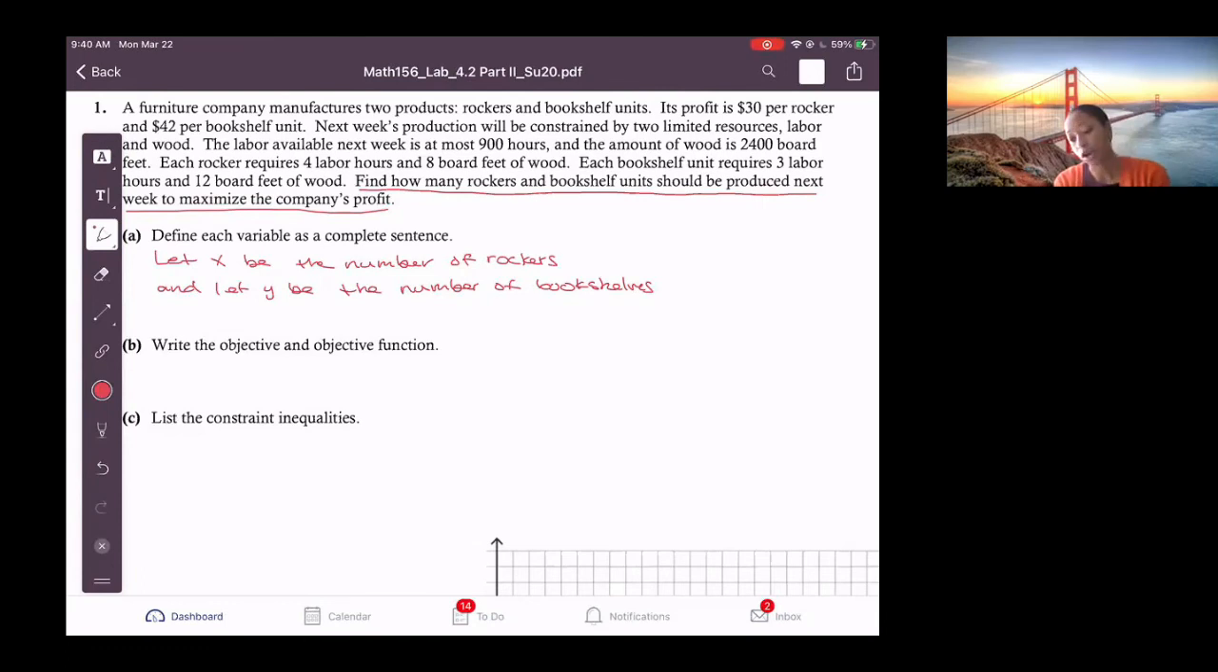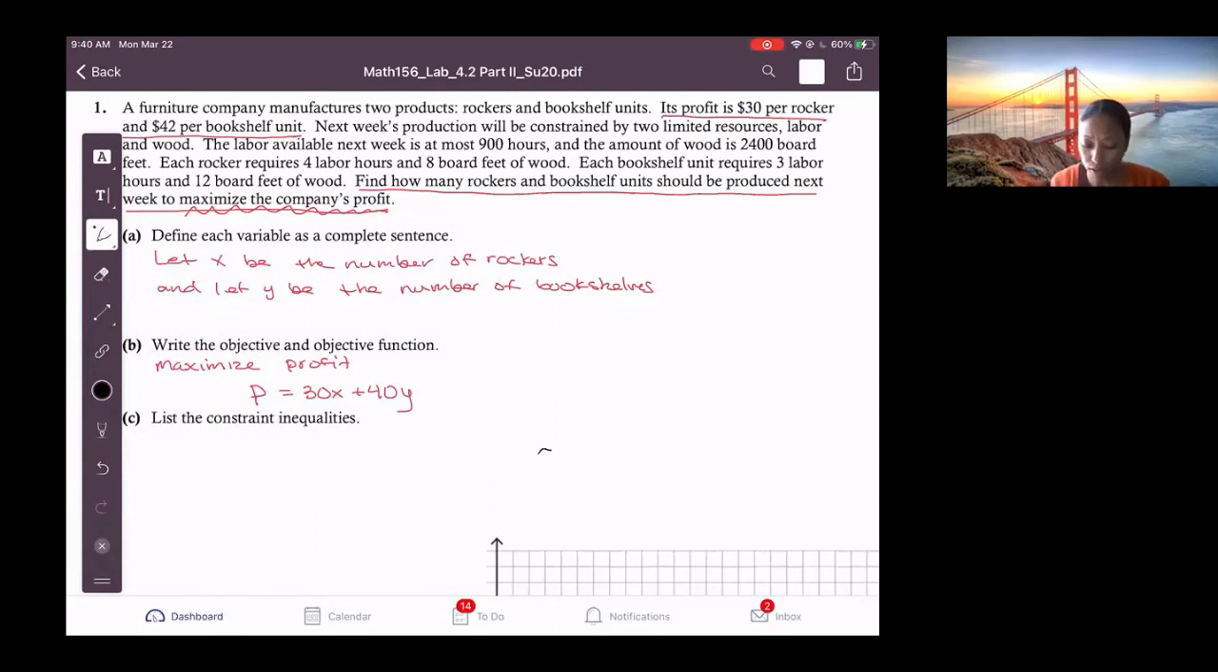And then the next thing we're asked to find is our objective function. We're told here that we want to maximize the profit. Okay, and then we want to write out an actual profit function. Somewhere in here, we're given information about the profit. It's actually in the beginning. It says the profit is $30 per rocker and $42 per bookshelf, that would be P equals 30x plus 42y. And then we're told what our constraints are. It says we are constrained by 2 limited resources, labor and wood. So you should have an inequality for each of your constraints.